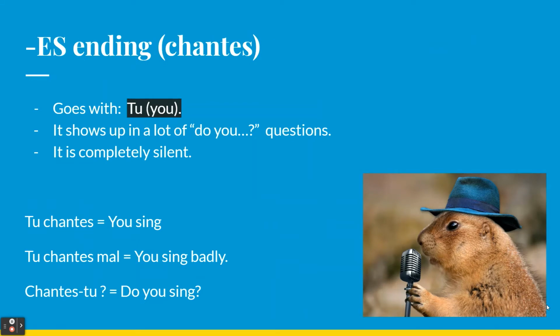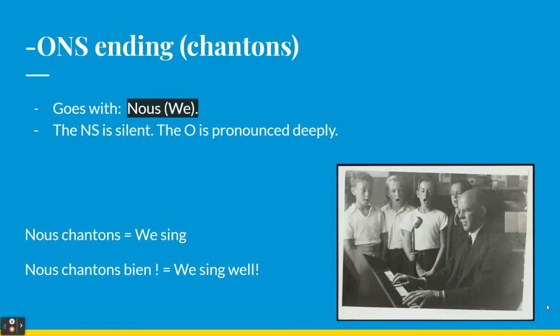The ES ending goes with the word tu, which means you. It shows up in a lot of do you questions, and it's completely silent. Tu chantes means you sing. Tu chantes mal means you sing badly. Chantes-tu? Do you sing? Notice that in all of those questions and all of those sentences, the word tu appears. That's why it has to be ES.